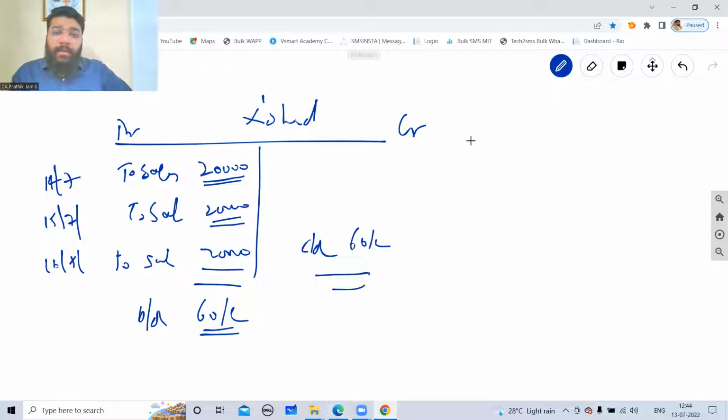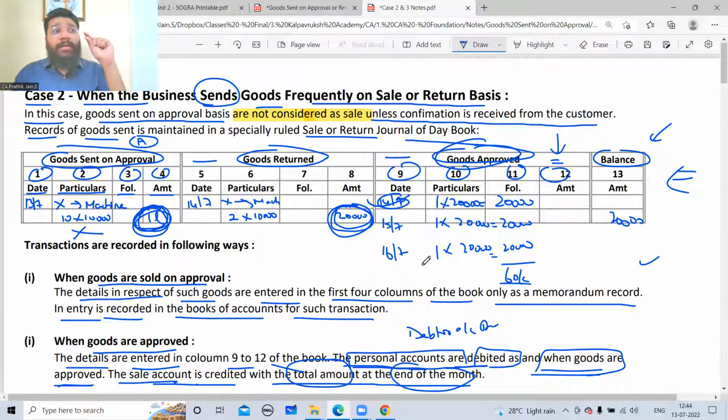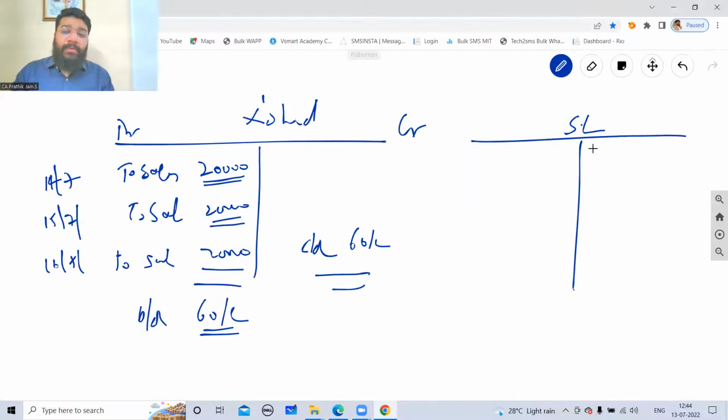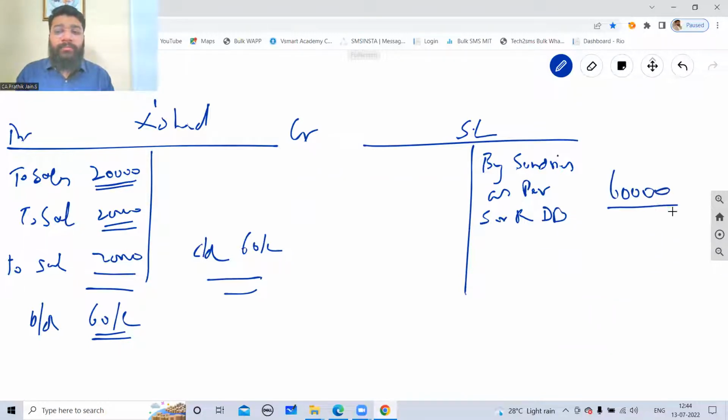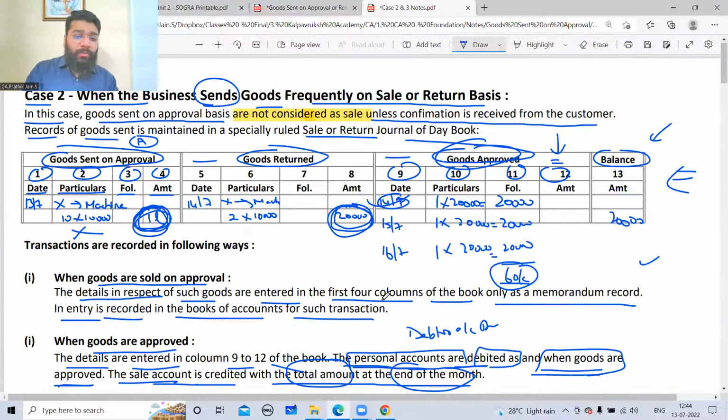Correct? When I prepare the sale entry, guys, that is sales ledger, you will not post transaction wise or individually. You will take the total 60,000. By sundries. Sundries means many transactions. By sundries as per sale or return journal day book. Sale or return day book. 60,000 in one shot. That's what they're trying to put here.